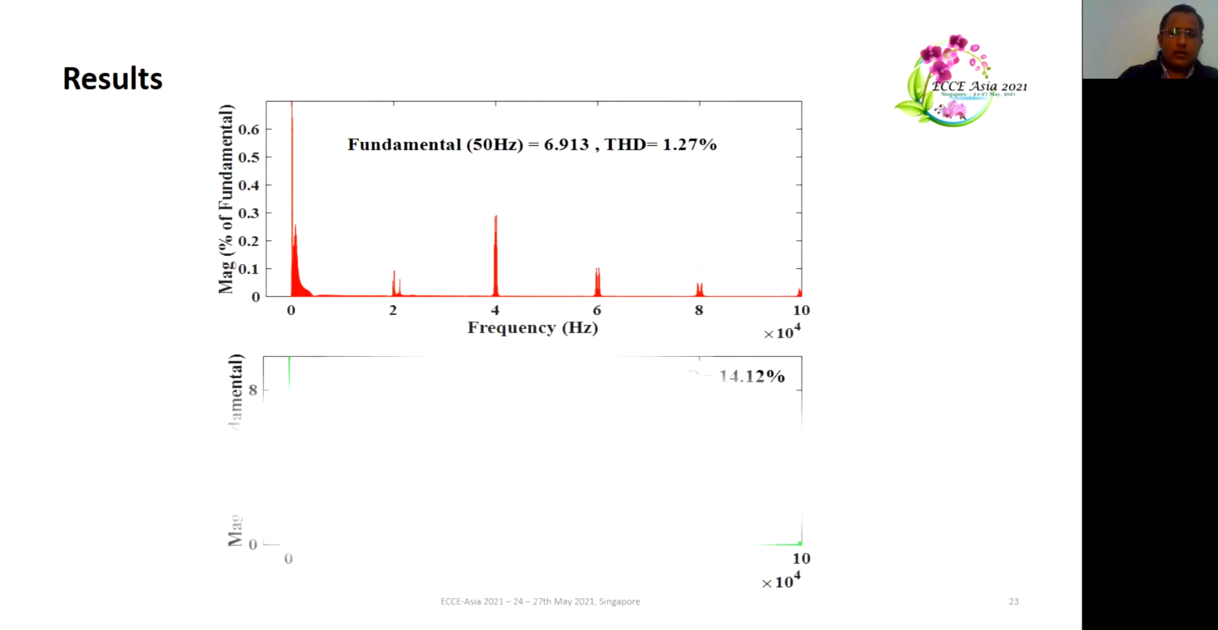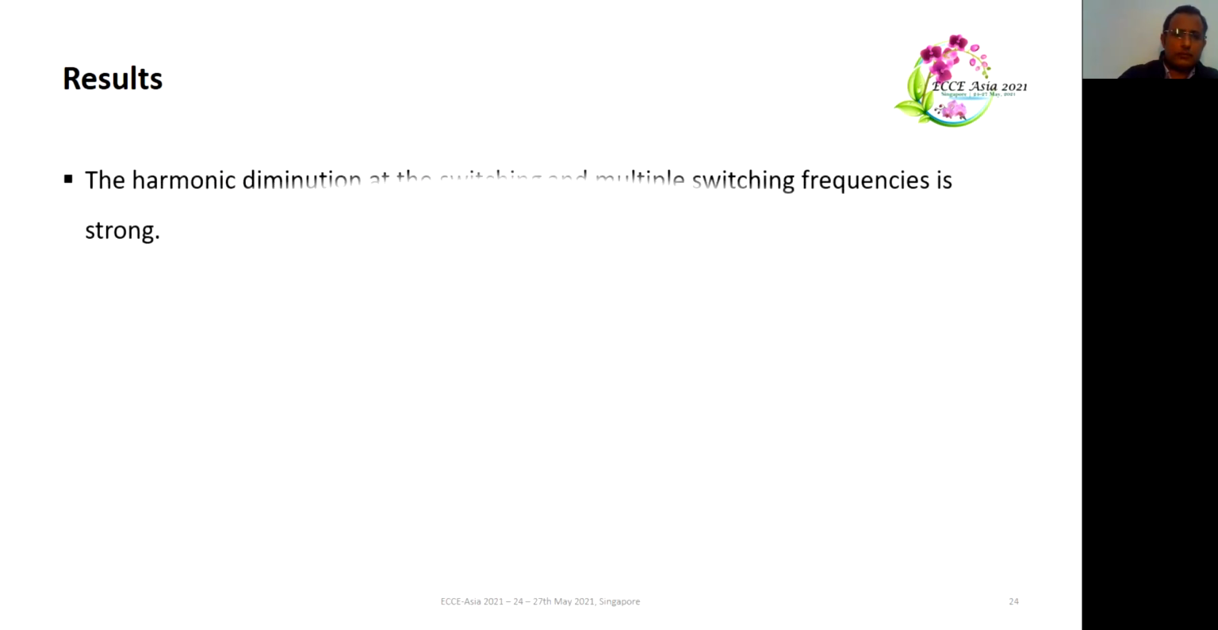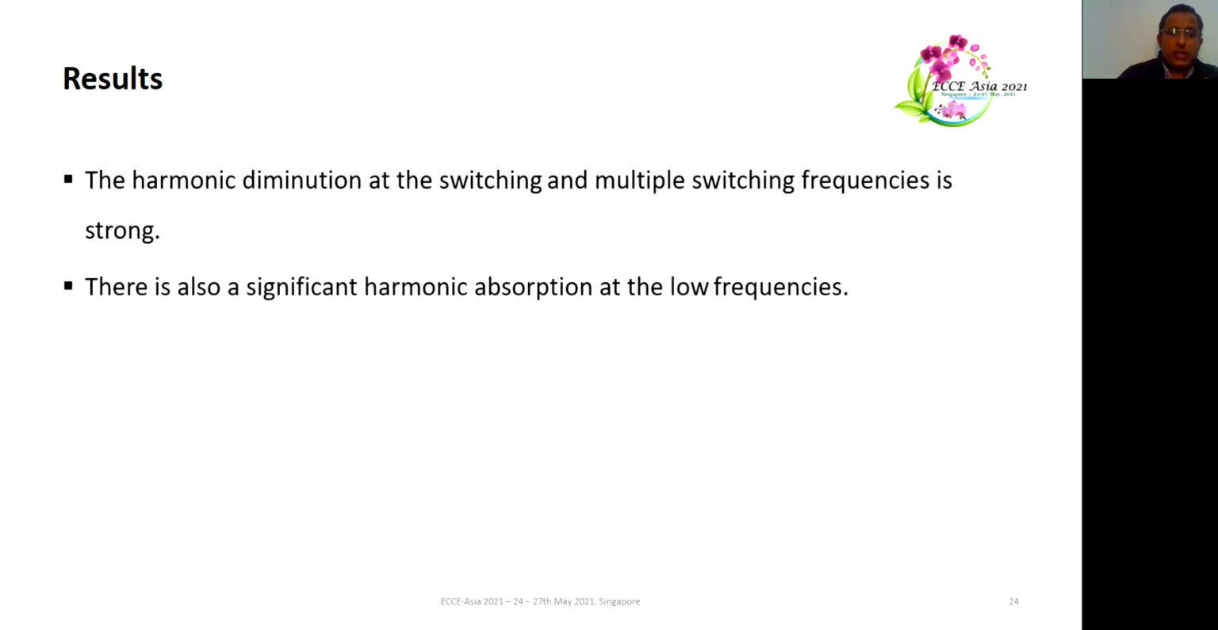Here are the spectra of the grid side current here, and the inverter side current. As we see, the harmonics diminution at the switching and multiple switching frequencies is strong. There is also significant harmonic absorption at the low frequencies.